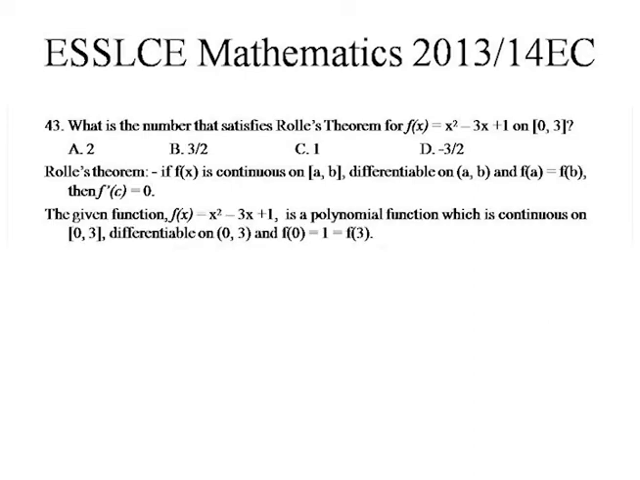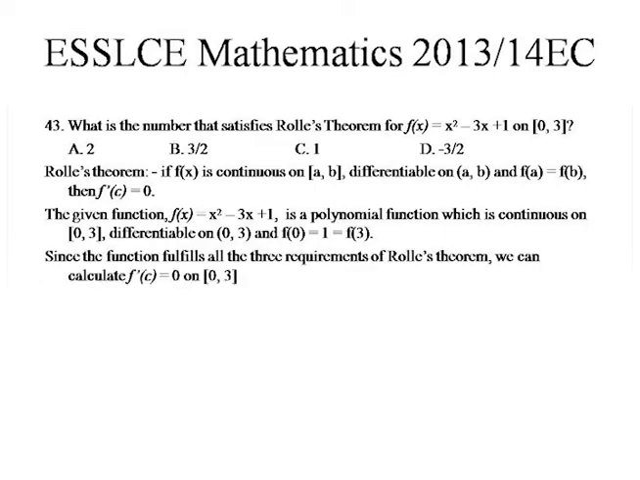The given function, that's f of x is equal to x squared minus 3x plus 1, is a polynomial function which is continuous on a closed bounded interval 0, 3 and differentiable on open bounded interval 0, 3, and f of 0 is equal to 1, which is equal to f of 3, meaning it fulfills all the 3 requirements of Rolle's theorem. Since the function fulfills all the 3 requirements of Rolle's theorem, we can calculate f derivative of c is equal to 0 on the closed bounded interval 0, 3.